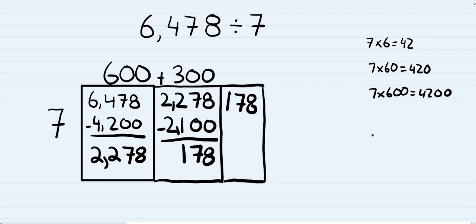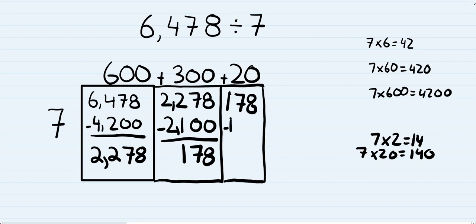So keep in mind that 7 times 2 is 14. So 7 times 20 is 140. So what I'm going to do is put 20 over here. And I'm going to subtract 140 now. Great, now I'm at 38. 7 times what number is going to get me 38?